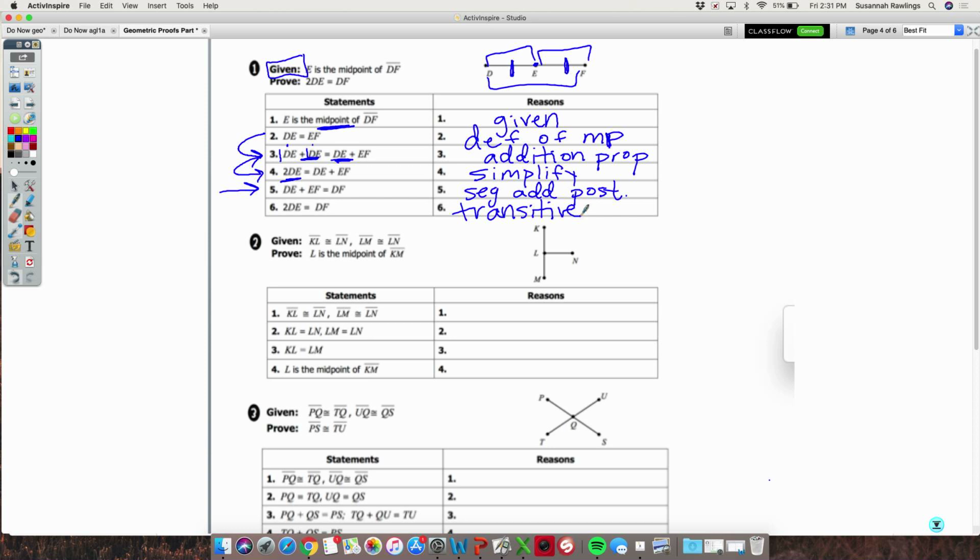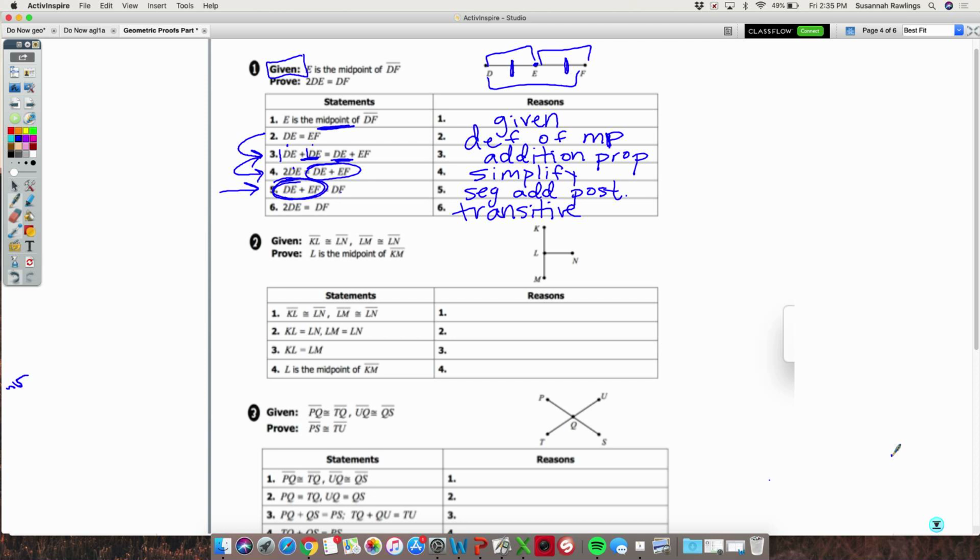So if I look, these are the leftovers of what was not repeated. If you look for the 2D, it's equal to DE plus EF. I know that DF is also equal to that same thing. So the DE plus EF was repeated and then deleted. So that's why it's transitive. These are left over. Okay, I'm going to pause here and let you guys start number 2 and fill out as much as you can.